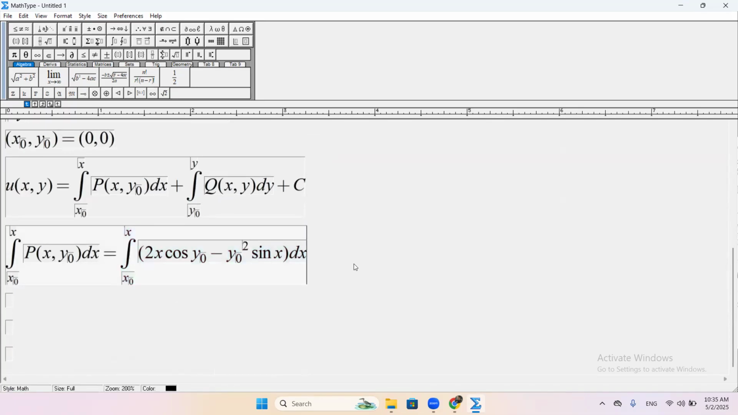And what remains? Only 2x dx. So we have 4x squared with substitutions from 0 to 2x. So it will be equal to 4x squared. So done with it. And what about this integral?